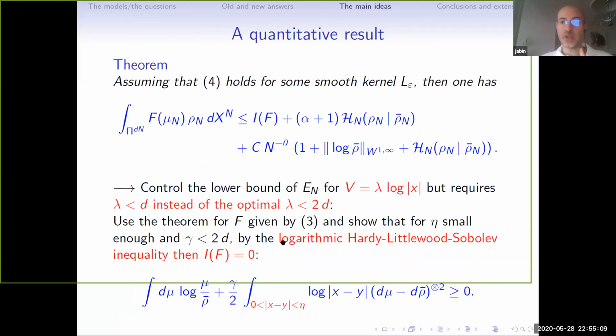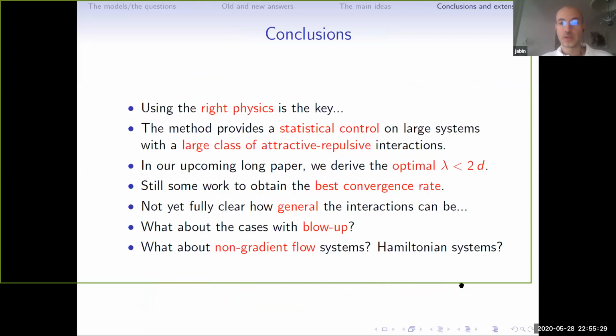But I'm going to point out the following consequence of the Hardy-Littlewood-Sobolev inequality. If I truncate short range here, then I have the following inequality. And this is what corresponds to my IF equal to 0. All right, I should finish now.